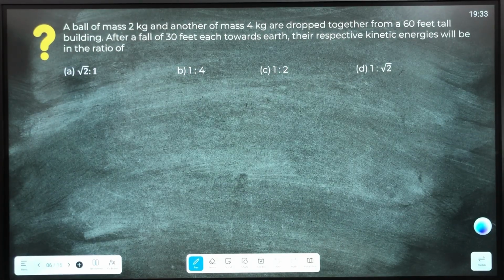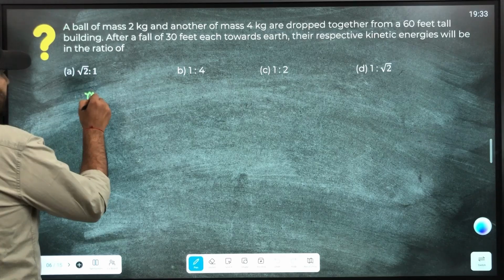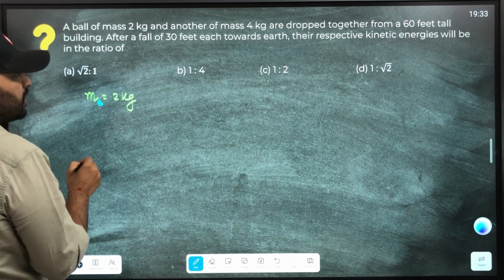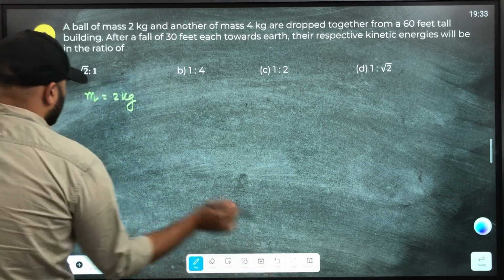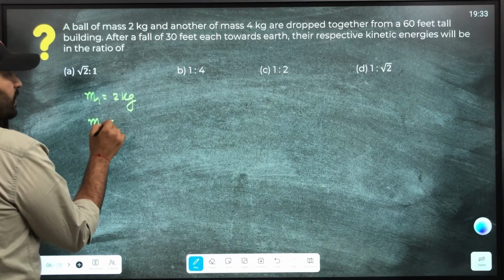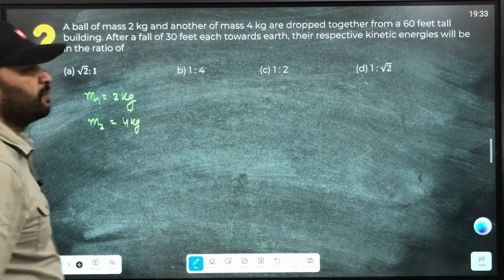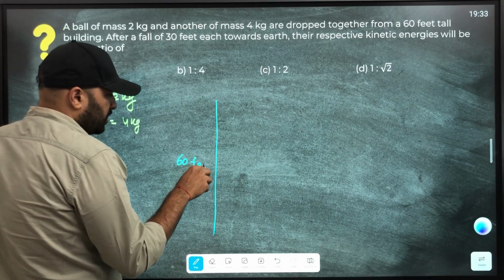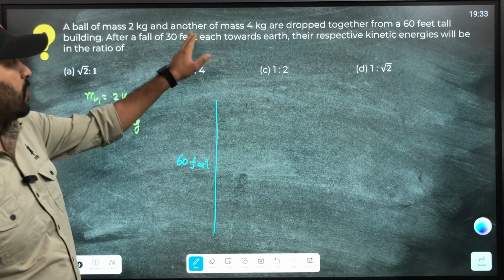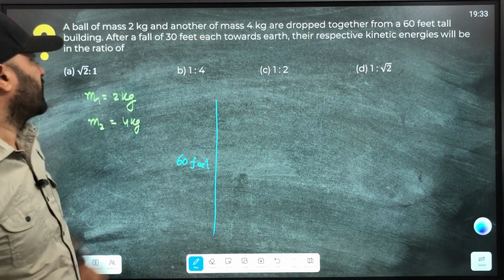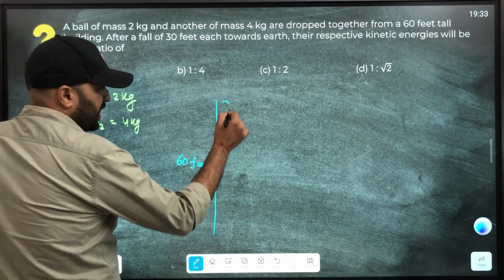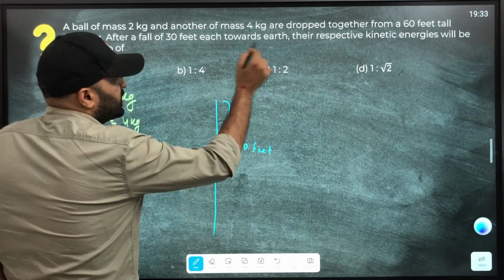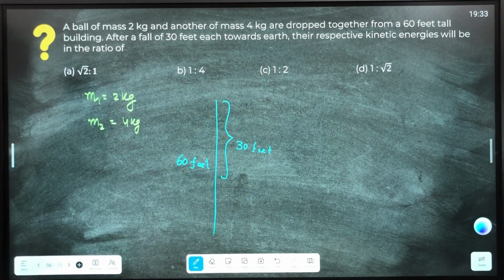Great. Let's see the next question. A ball of mass 2 kg, so mass here is 2 kg, fine. And another second ball of mass 4 kg, so let's call them M1 and M2, are dropped together from a 60 feet tall building. So let's say this is our 60 feet tall building. From here both the balls are dropped, one is of 2 kg, another is of 4 kg. After a fall of 30 feet, meaning at 50%, half of this height, towards earth, their respective kinetic energies will be in the ratio of how much?